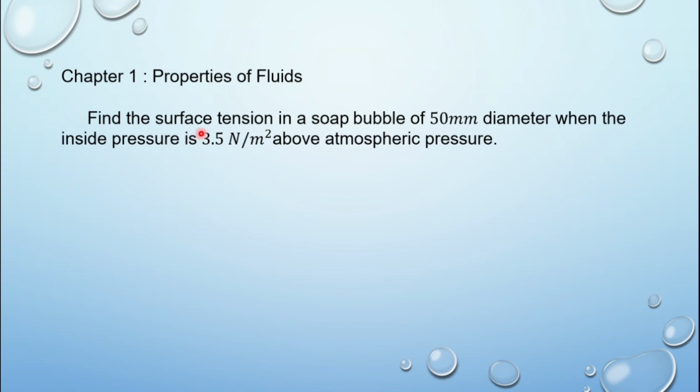Find the surface tension in a soap bubble of 50 mm diameter when the inside pressure is 3.5 Newton per square meter above atmospheric pressure. So the givens in this problem are: diameter is equal to 50 mm, and the pressure is equal to 3.5 Newton per square meter.